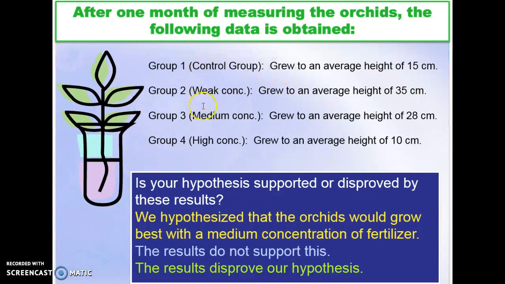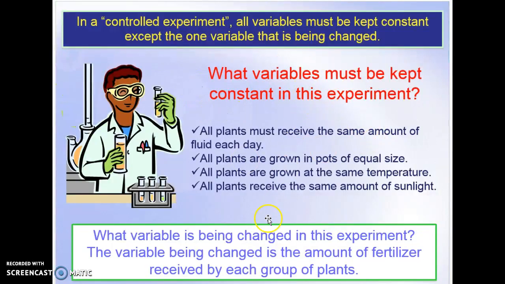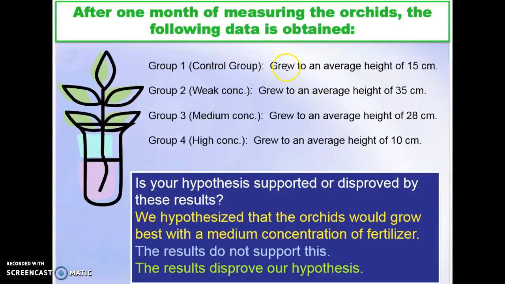All right, so we keep everything else the same. After a month, you run the test, you look, and you say, well, the control group grew an average of 15 centimeters. So all the plants grew about 15 centimeters. The weak concentration grew 35 centimeters. The medium concentration grew 28, and the high concentration of fertilizer grew 10.